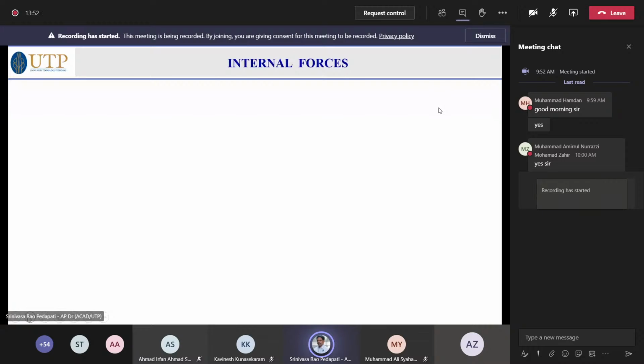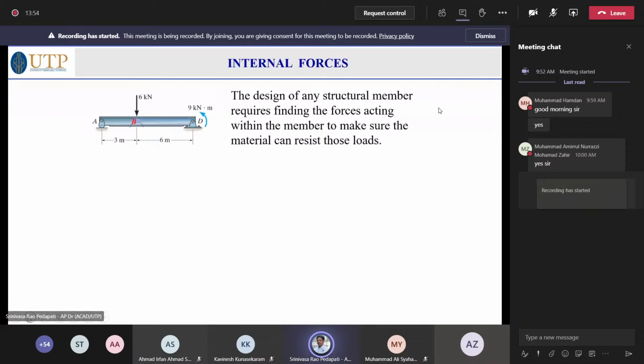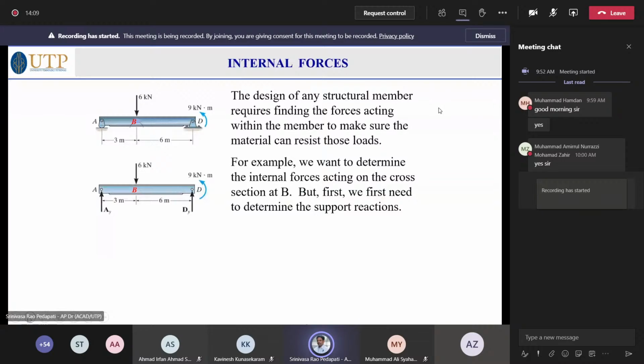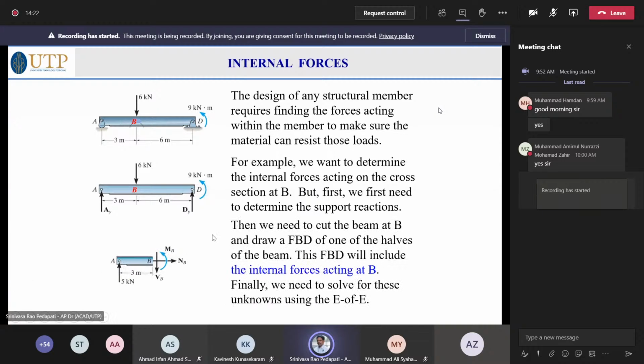This is what we discussed in the last class. For any structural member, if we have a point load of 6 kilonewton and then a moment, you can have reactions at the support. Because this is a roller support, we have one reaction. This one is a pin, so you should have both x and y directions, but x can be 0 when you find it later.